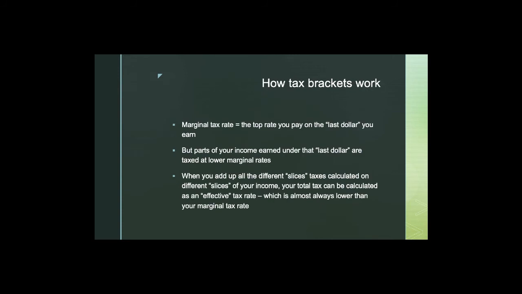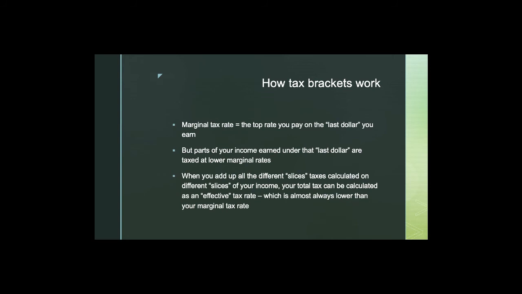So knowing that our federal income tax system is set up as a progressive tax to, at least ostensibly, tax higher income more, let's examine, how does this actually work in real life? What's the practical implications of marginal tax rates? Well, the marginal tax rate is the top rate you pay on the very last dollar you earn. But parts of your income that are earned under that last dollar are taxed at lower marginal rates.